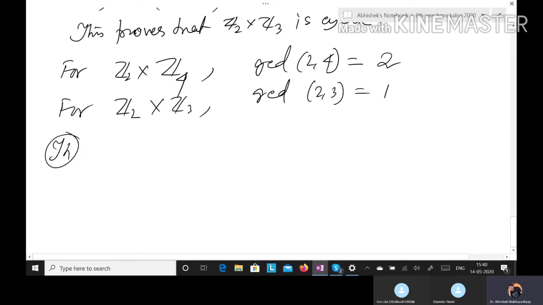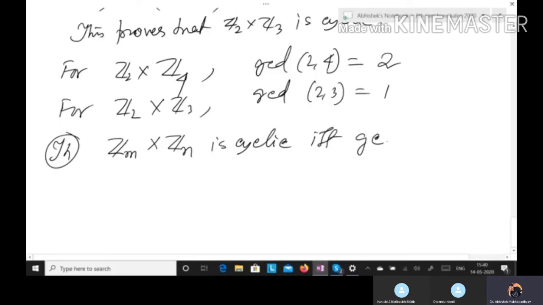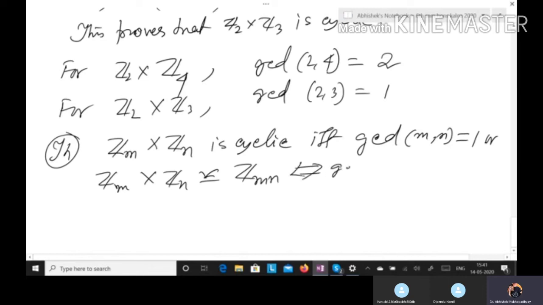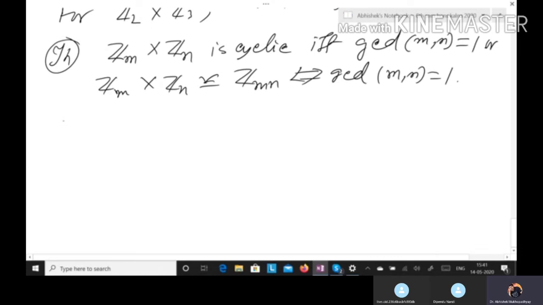We can state the theorem as: Zm cross Zn is cyclic if and only if the only condition is they are prime to each other, GCD of m, n is 1. Or one can show that Zm cross Zn is isomorphic to Zmn if and only if GCD of m, n is 1. So how does the proof go?